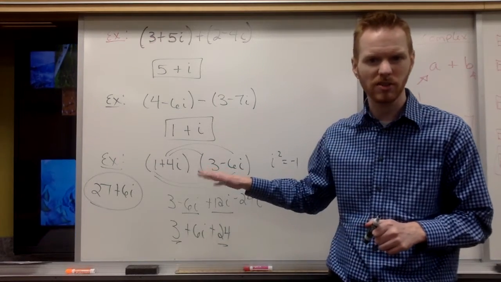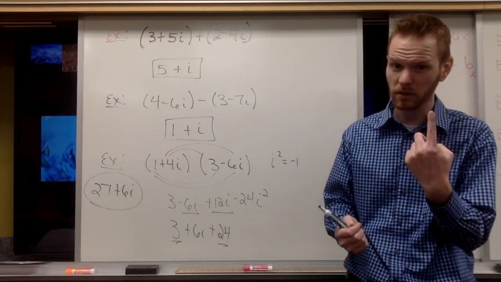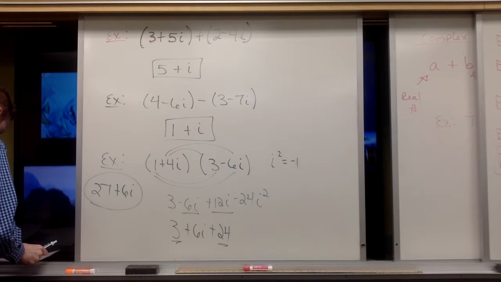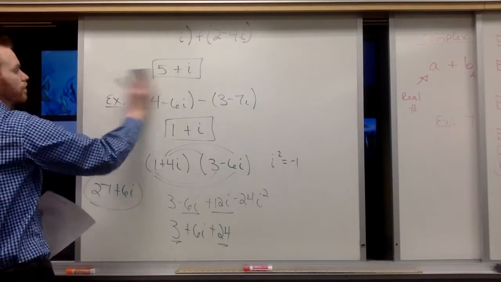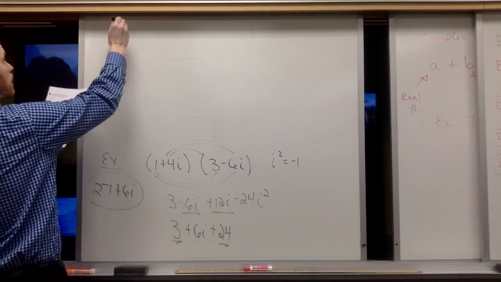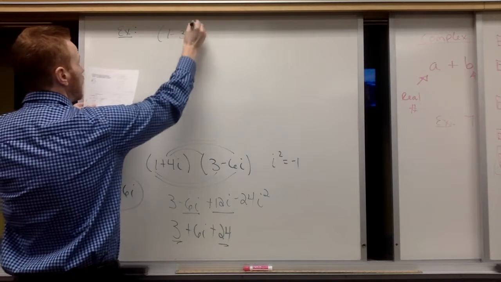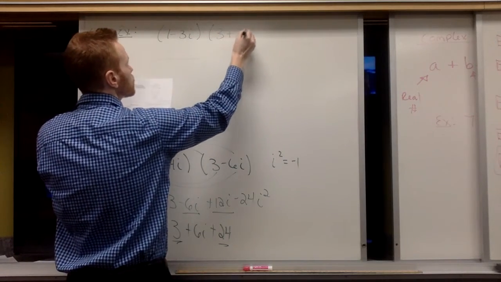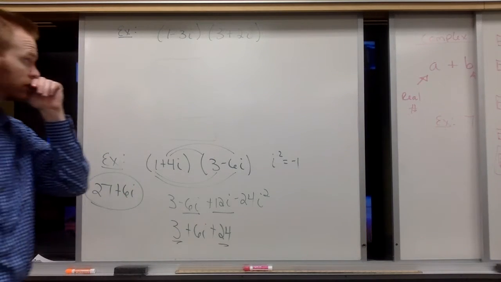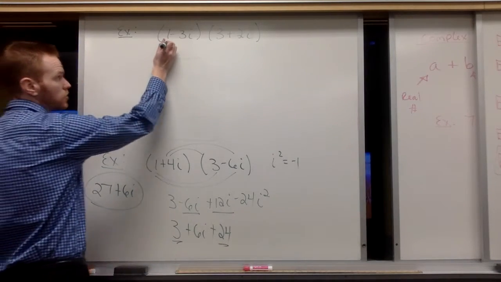Since multiplication is maybe the next step up for difficulty, I'm going to do one more. Just one more. Come on, you could do one more with me, right? Here we go. Another example: 1 minus 3i times 3 plus 2i. And I would encourage you to try this one out on your own before you see me work it out, okay? I'm going to go ahead and distribute.